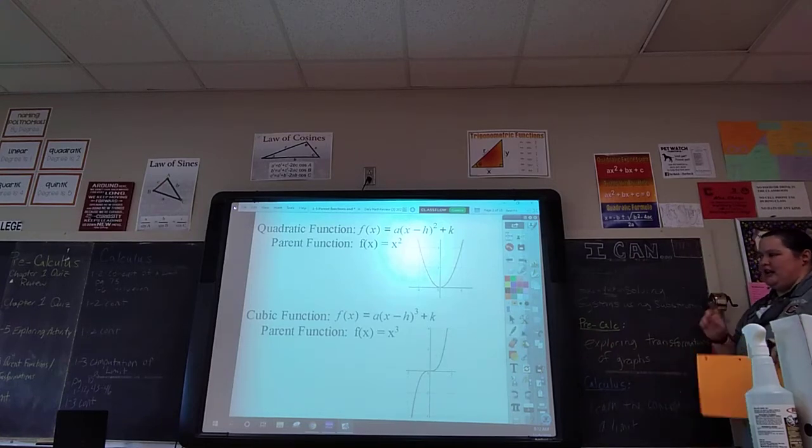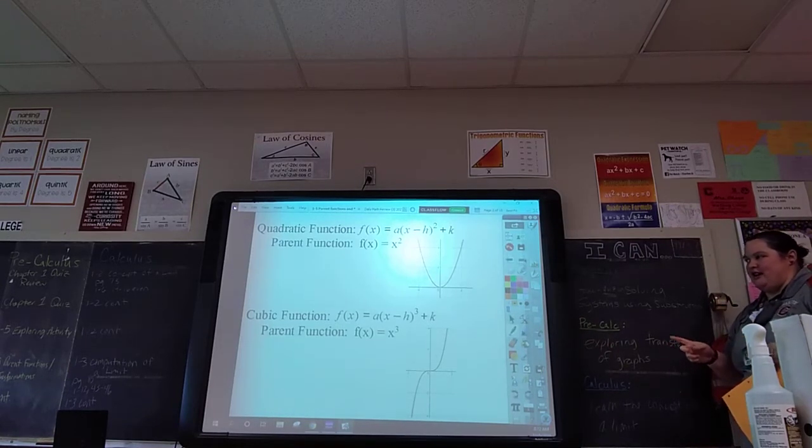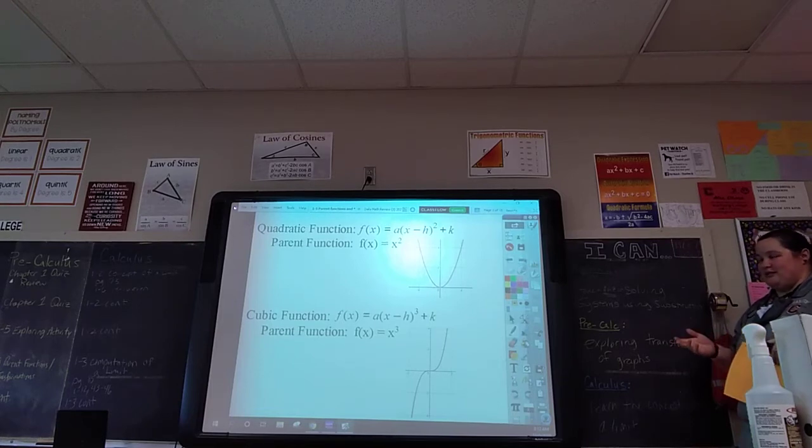Then the cubic function is very similar to quadratic. The only difference is that instead of an x squared, it's an x cubed.